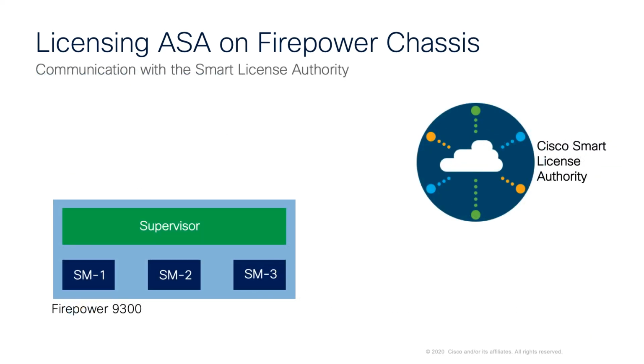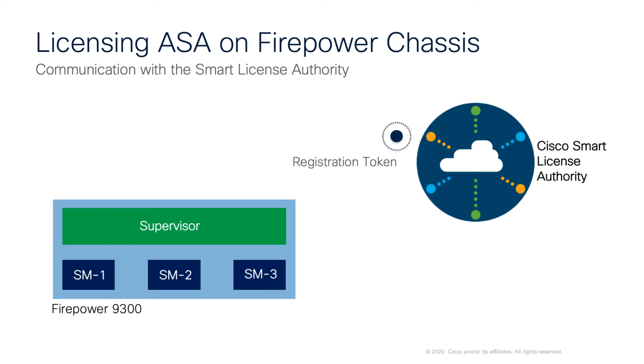Like in the videos for FTD on Firepower hardware, we have a number of options for communicating with the Cisco license authority. We either have the direct access, where devices will communicate directly with the Cisco cloud, or we have the more mediated access, where devices will communicate with an on-prem satellite server before communicating to the Cisco cloud. And then for environments where the security controls are a little bit more strict, we have the air gap capabilities, where we can use the permanent license reservation.